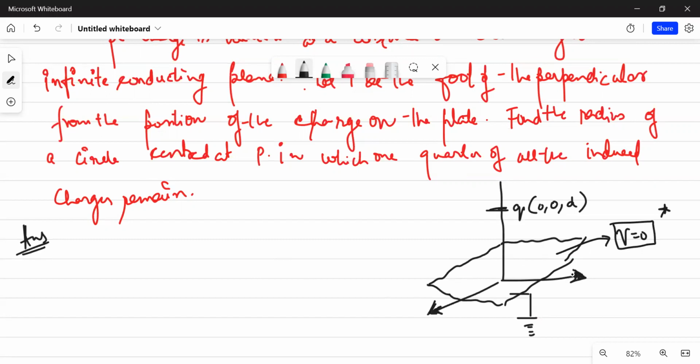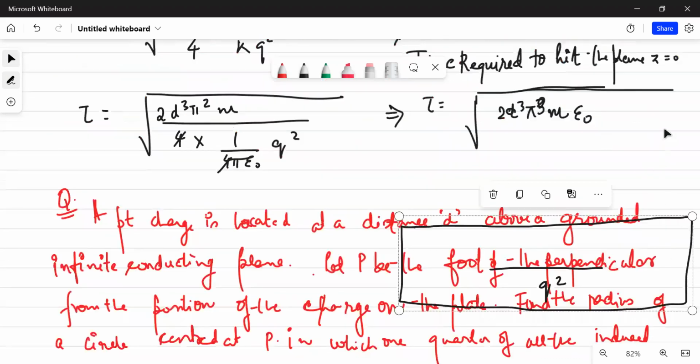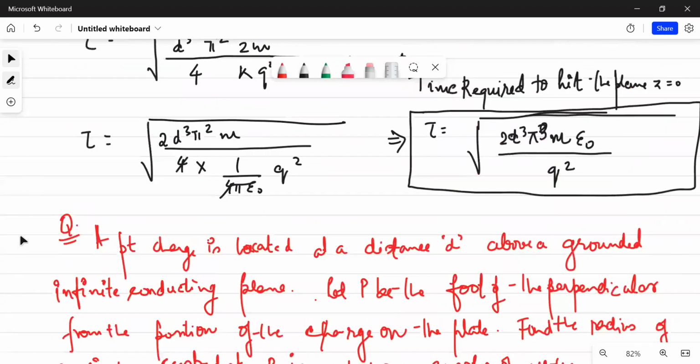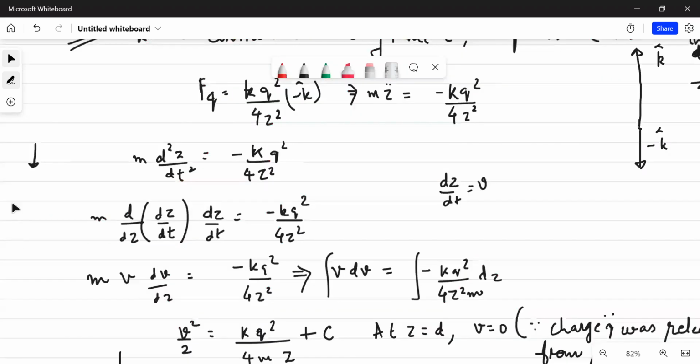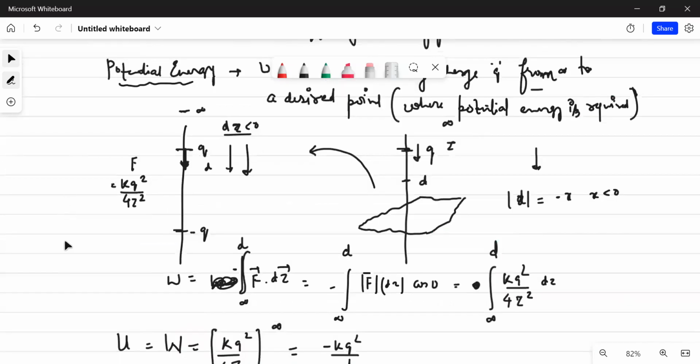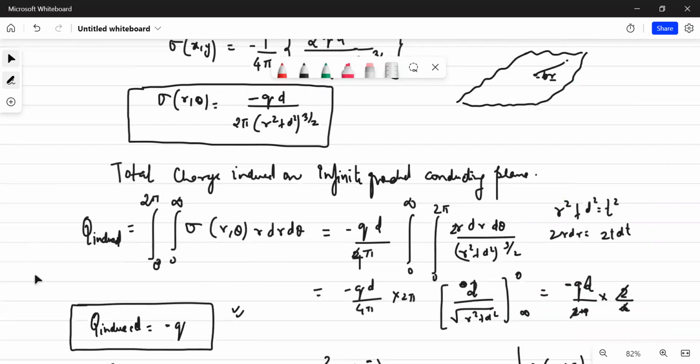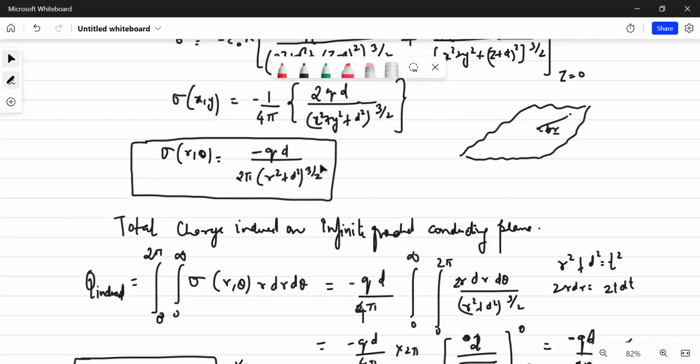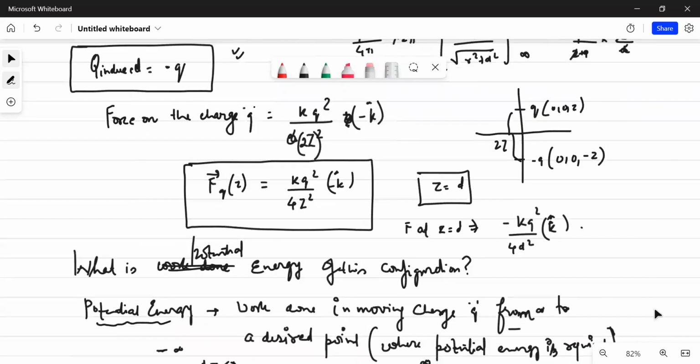Okay. And I know that the induced charge density due to this charge Q is given by minus Q d upon 2 pi, x square plus y square plus d square raised to power 3/2. If you don't remember it, I'll show you the result quite quickly. We have derived this result somewhere here. This is minus Q d upon 2 pi, r square plus d square raised to power 3/2. So this is what we have derived.